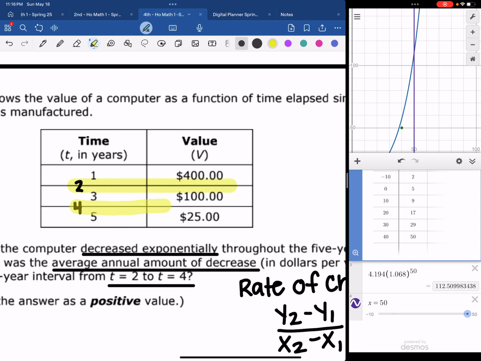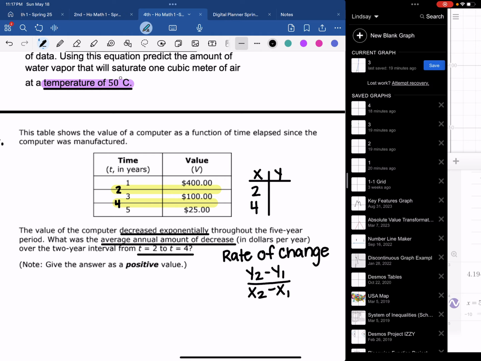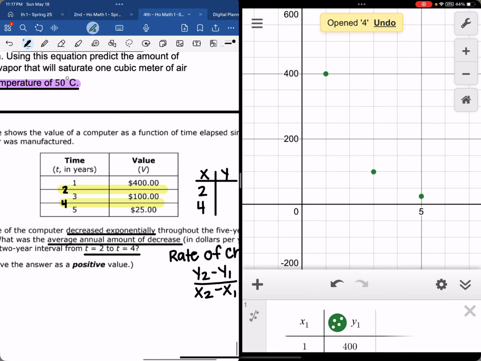But what I can do is find my exponential best fit model and find the values of 2 and 4. So that's basically what we're looking at right now: we're going to find our best fit model, and that's going to help us find my y values for that situation. So I'm going to go back. I've already got my table put in. I can see it right here.